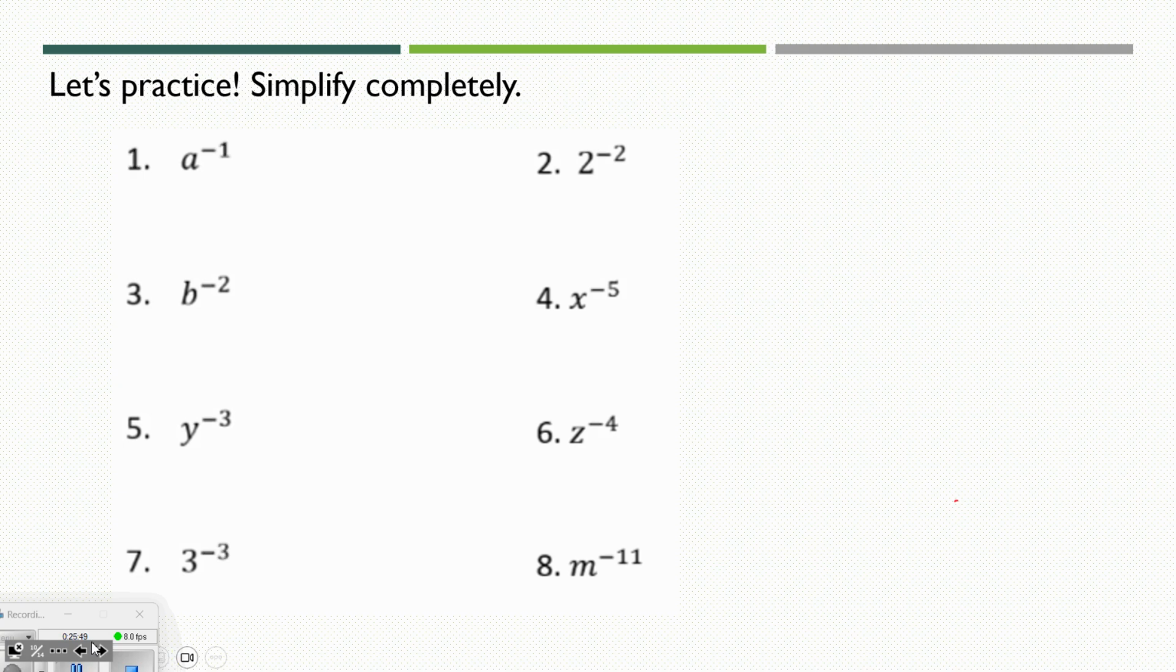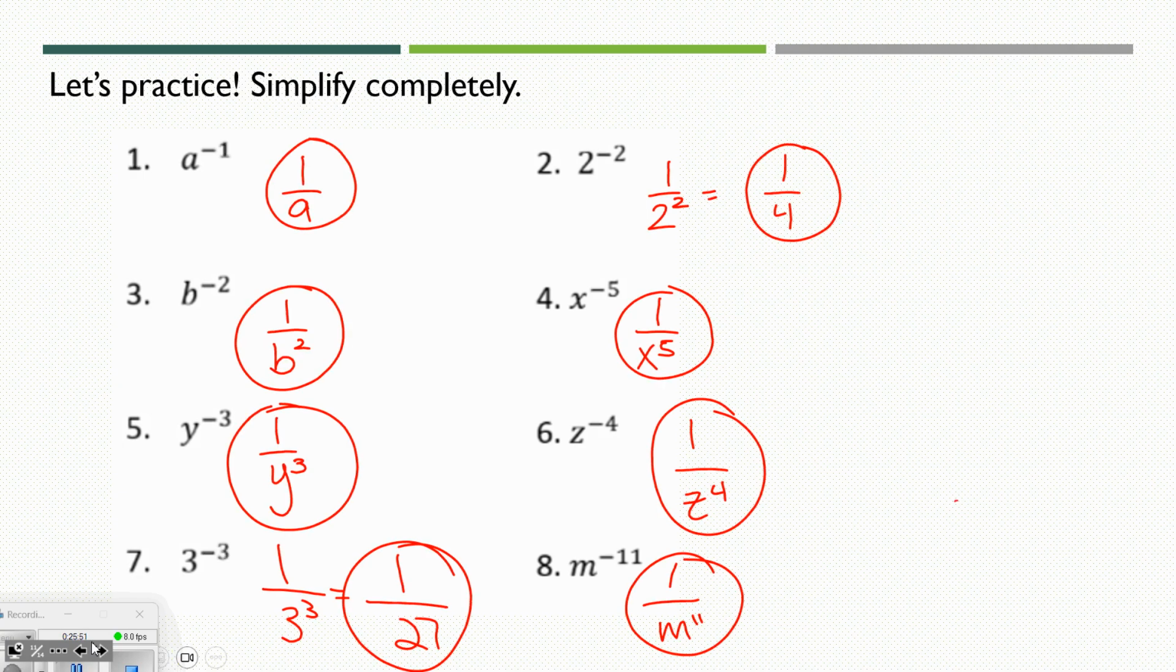Okay, so let's go over these. Here's your answers. And you're going to notice, like in this first example, right? Remember we said the negative exponent tells you to flip the base that it's connected to the other side of the fraction. So it should become like a to the first on the bottom. Nothing's left on the top, so I can put a 1. But what's a to the first? A to the first is just a, right?